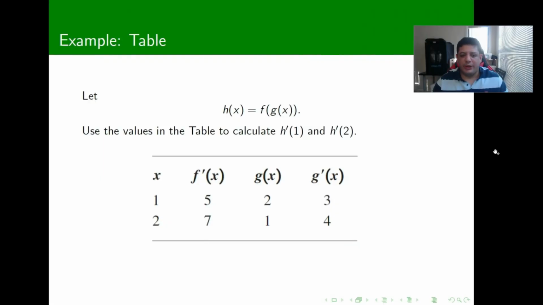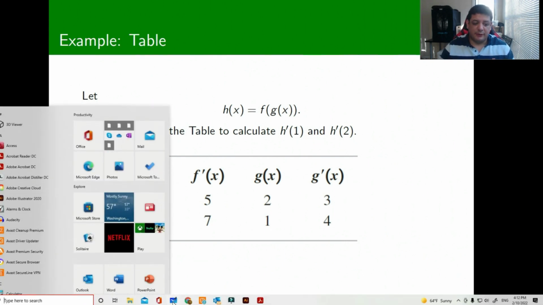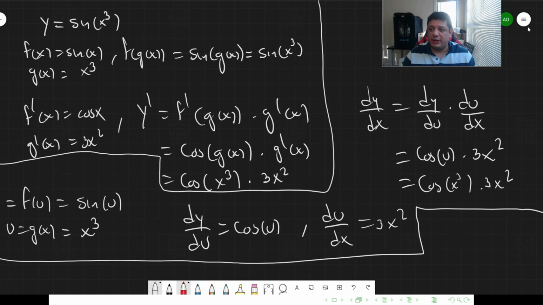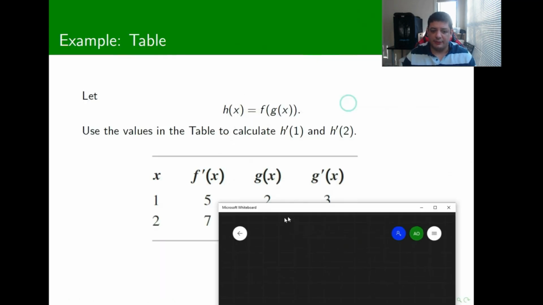Now, if we have the function h equals f of g of x, we can get information about the chain rule even if we obtain just values from a table. So as an example, if we use the values in the following table, we can calculate, let's say, the values of h prime of 1 and h prime of 2. Okay, so let's actually go and check that on the board with the table.